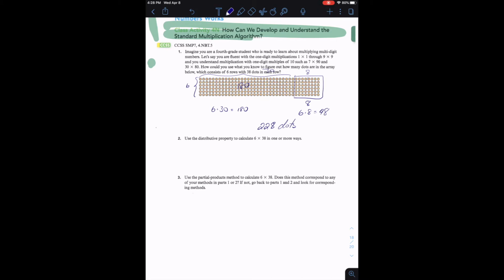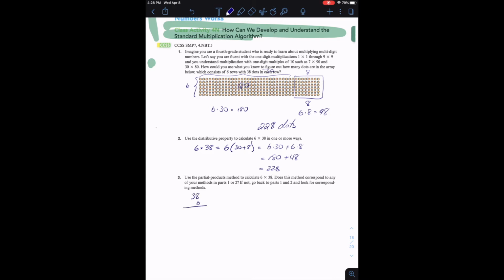So using the distributive property, when we did 6 times 38, what we actually did was 6 times 30 plus 8. So 6 times 30 plus 6 times 8, and there's our 180 and 48 and 228. So drawing this picture and splitting up one of the dimensions into tens and ones allows us to visually represent the distributive property.